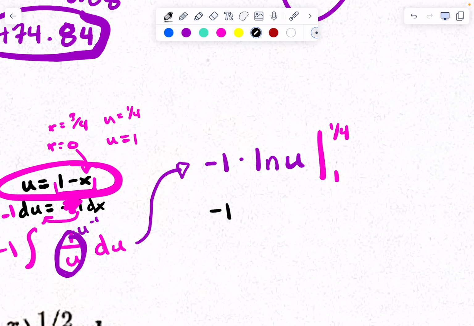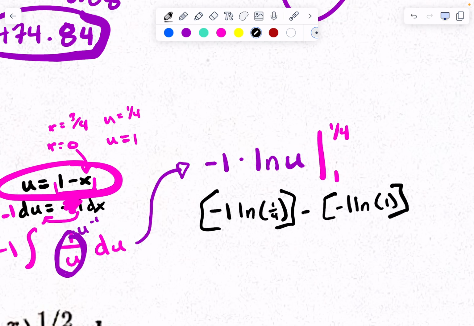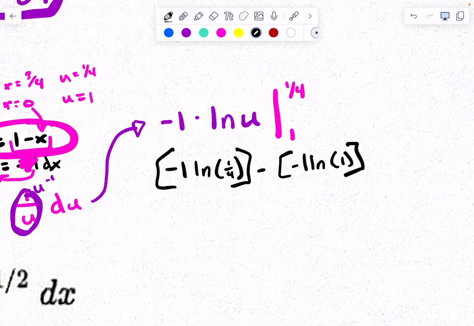Negative 1 times ln of 1/4, minus what I get when I plug in negative 1 times ln of 1. So it would be plus ln of 1. What is negative 1 times ln of 1/4? What does this whole thing come out to be? Are we just plugging it in? Yeah, just do a decimal. I'm pretty sure ln of 1 is 0.